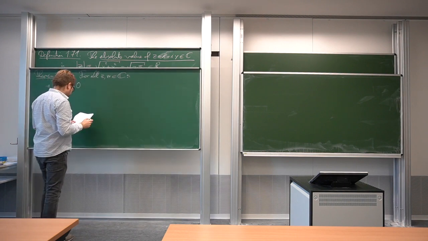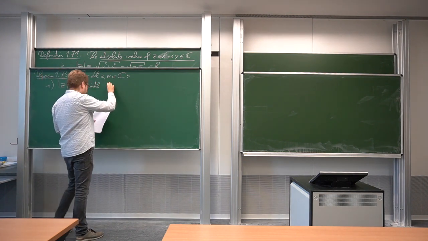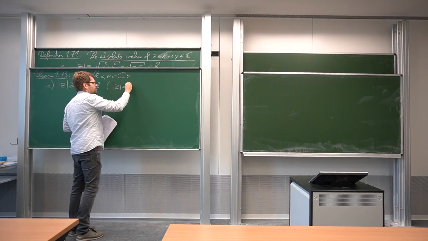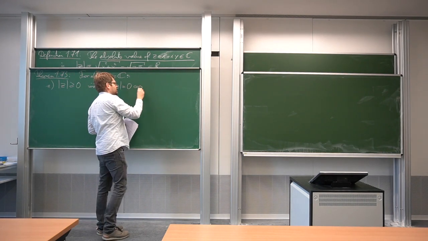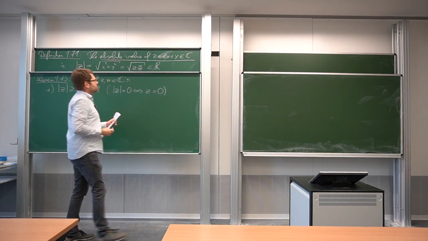Okay, so this is true, and it also holds, and this is also easy to see, that the absolute value of z is equal to 0 if and only if z itself is 0. I mean, this also follows directly from the formulas.